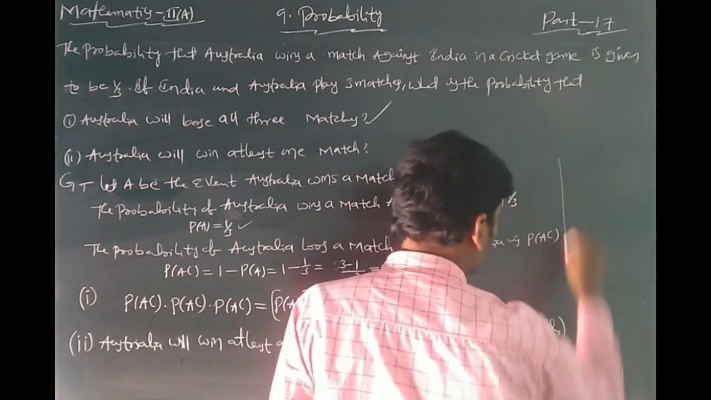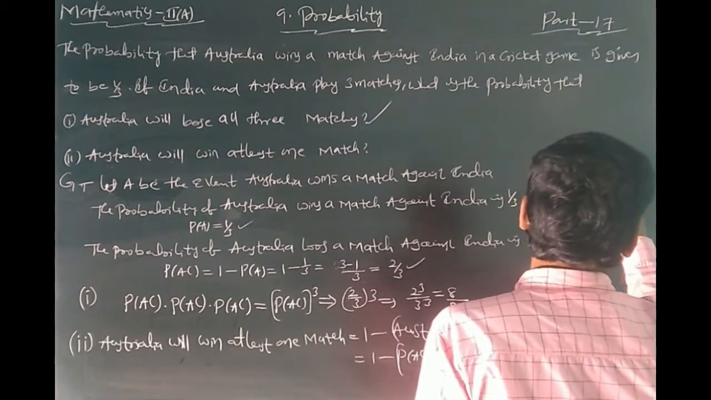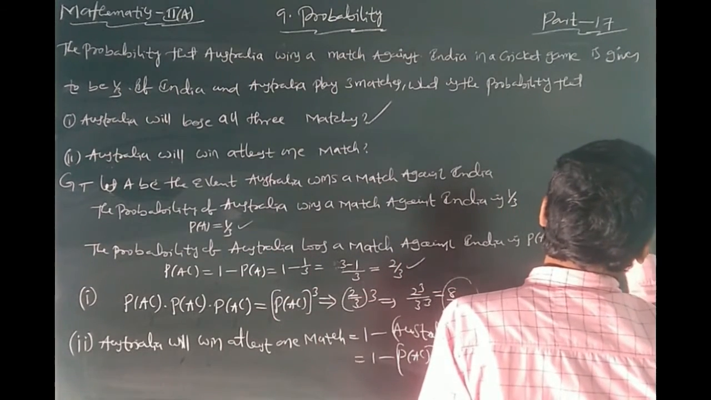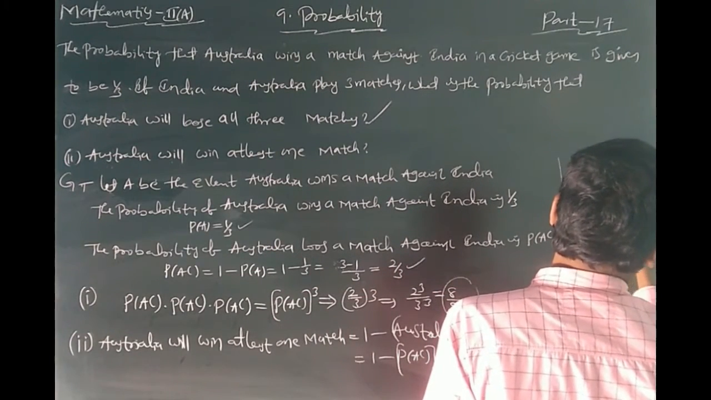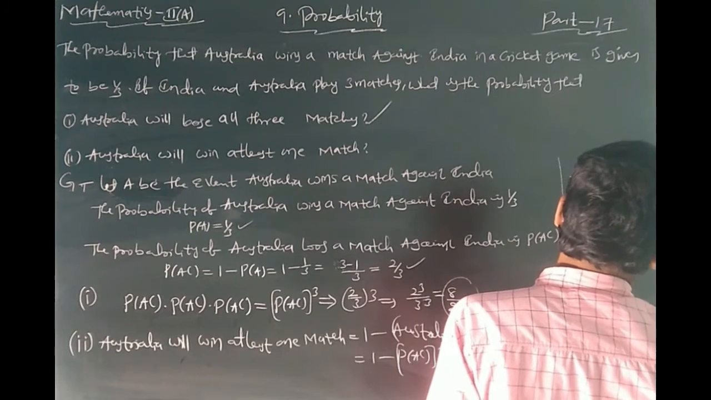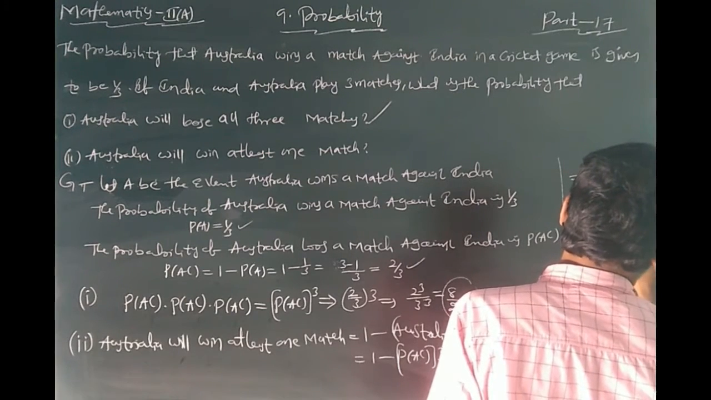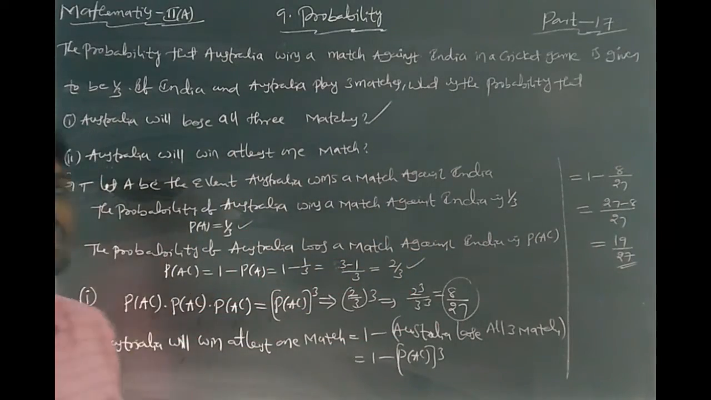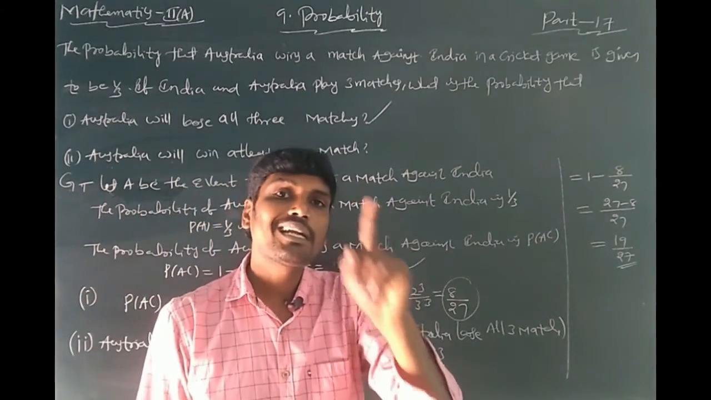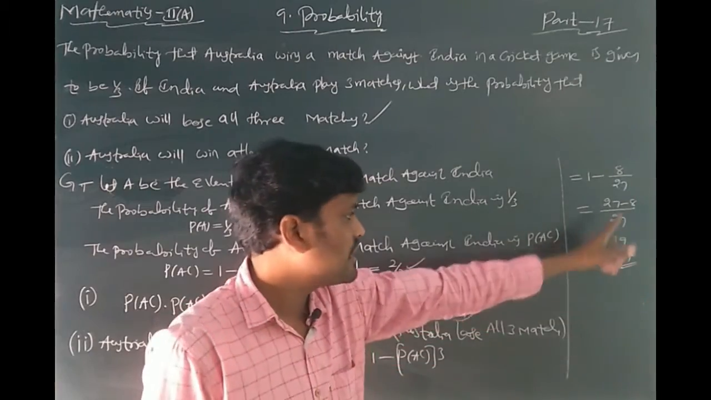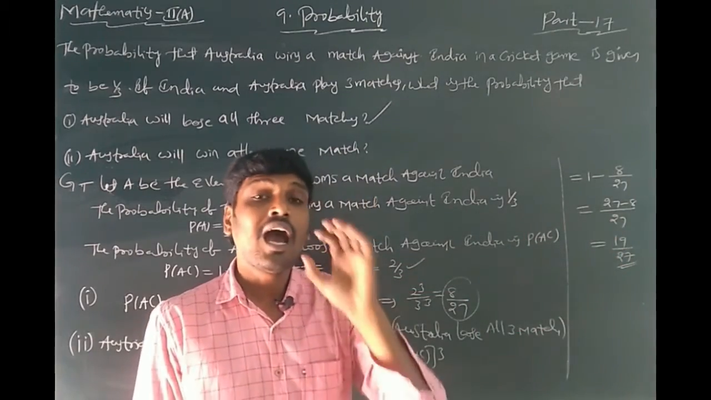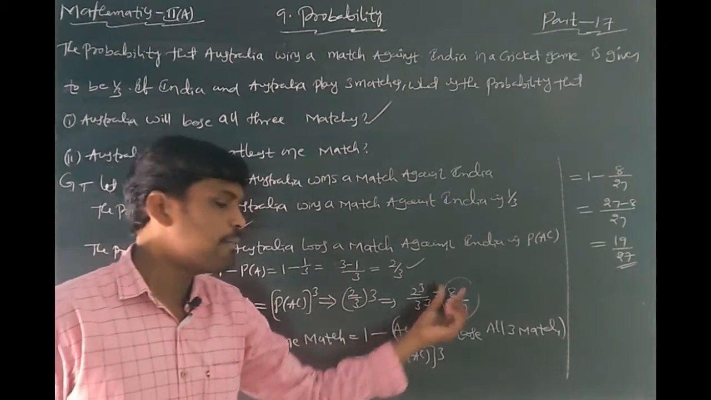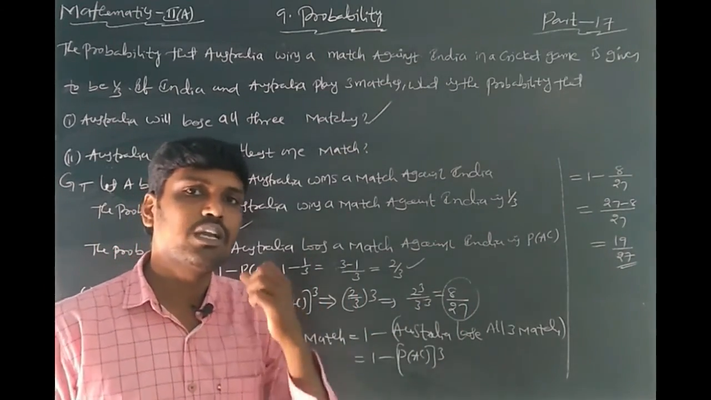This is 1 minus 8 by 27. You can take LCM 27: 27 minus 8, you can write 19 by 27. This is the probability that Australia will win at least one match, 19 by 27. The probability that Australia will lose all matches is 8 by 27. In this way, you can do it.